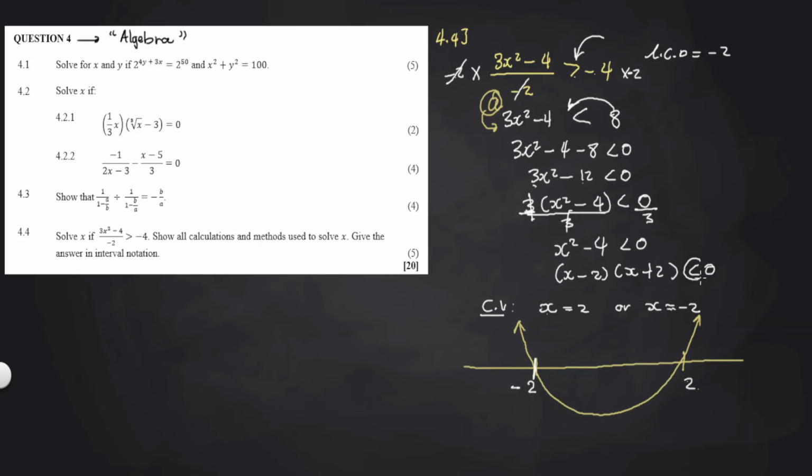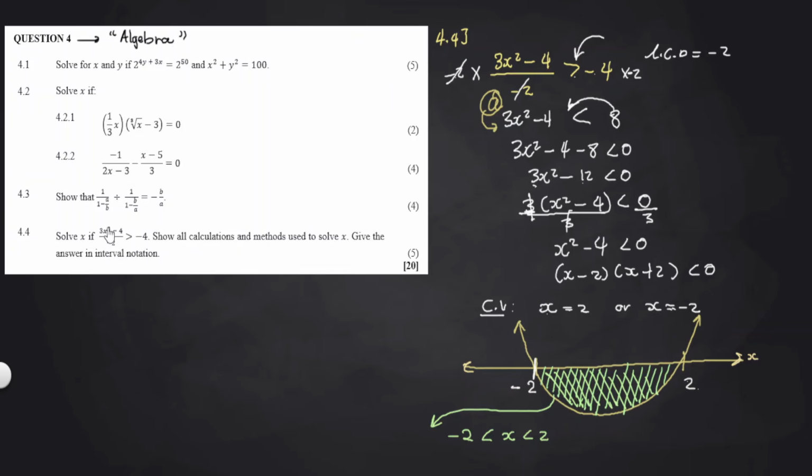Now, the inequality sign says less than. It means that our solution is going to lie below the x-axis. So my solution is underneath the x-axis. Where's the x-axis? It's the horizontal line. So this is my shaded part highlighting the solution. So the solution is going to be negative 2 less than x less than 2.